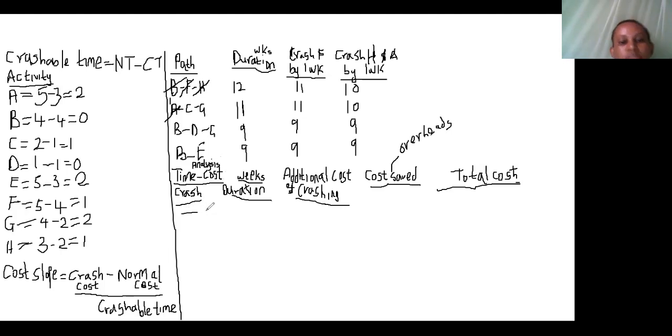Okay, at the beginning there was no crash. The duration of the project was 12 weeks. We had already computed the project's normal cost, which was associated with the 12 weeks period, and the cost was standing at 8,200,000. So we can just write 8,200 here. Figures, we have said, are all in thousands of shillings.